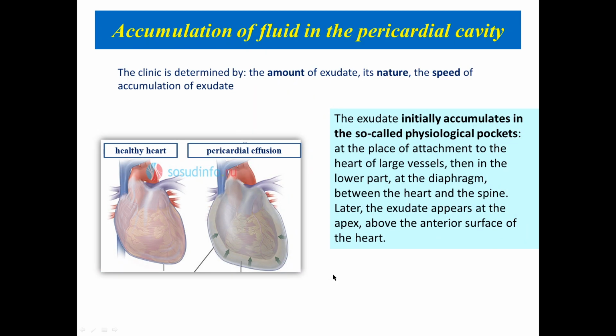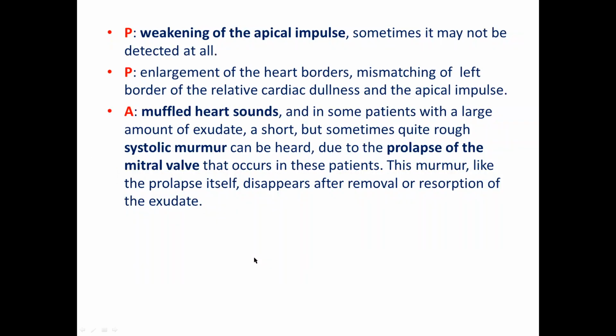Next, it says accumulation of fluid in pericardial cavity, or pericardial effusion. The clinic is determined by amount of exudate, its nature, and speed of accumulation of exudate. Exudate initially accumulates in the so-called physiological pockets at the place of attachment of heart to the large vessels, then in the lower part and at the diaphragm between the heart and the spine.